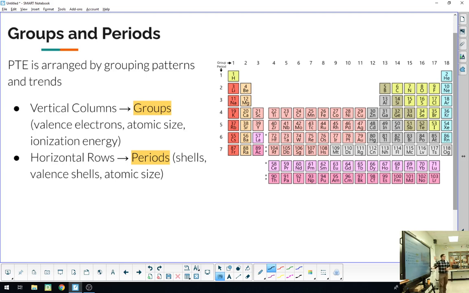So what you can do in your notes is, as we're looking at the trends, I'm going to draw a couple of arrows. You're welcome to draw those on your periodic tables, or in your notes, draw a blank periodic table and just do some arrows. Either one's totally okay. We're going to look at trends and what they tend to do.